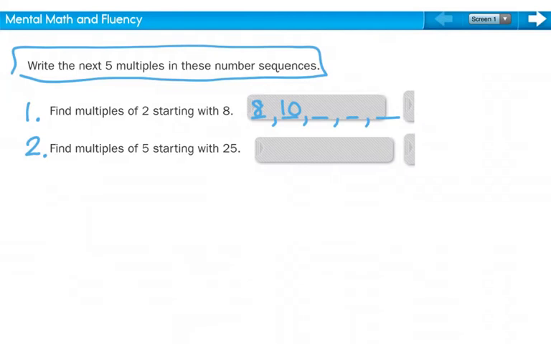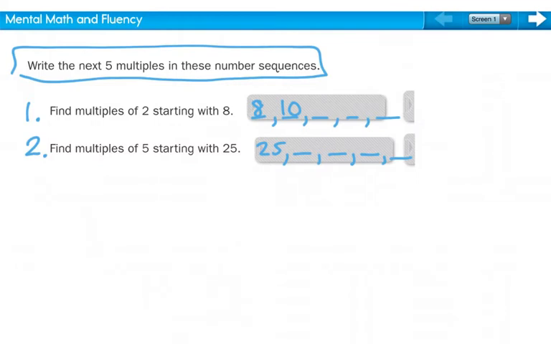And then find multiples of 5 starting with 25. And you need to find 4 more in a row. Would you please go ahead and find the next 4 multiples of each number? Remember to go ahead and stop or pause the video as needed.